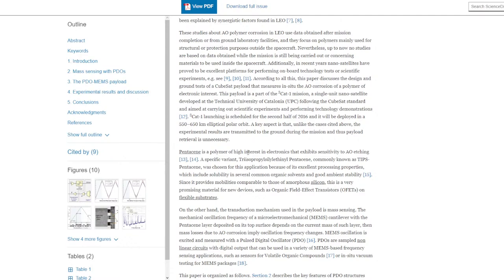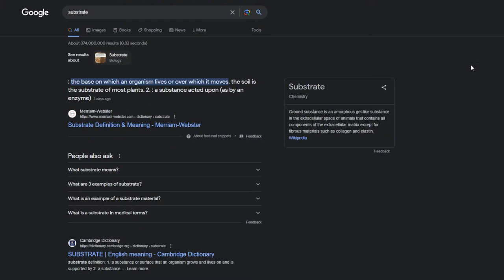Pentacene is a polymer of high interest in electronics that exhibits sensitivity to AO etching, a specific variant, triisopropylsilylethynyl pentacene, commonly known as TIPS pentacene. It shows promise for this application because of its excellent processing properties, which include solubility in several common organic solvents and good ambient stability. Since it provides mobilities comparable to those of amorphous silicon, this is a very promising material for new devices, such as organic field effect transistors, OFETs, on flexible substrates. Now, let's find out what a substrate is. The base on which an organism lives, or over which it moves. Okay, I see. Understandable.